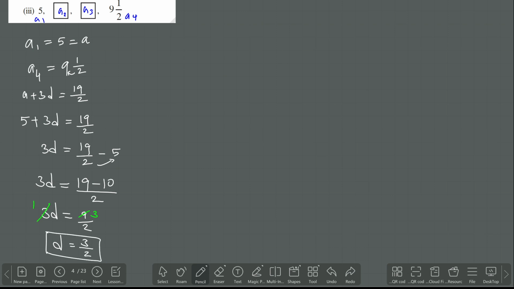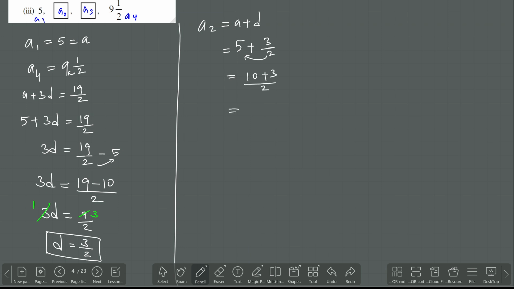Now I have A and D. Then we can find whatever we need. Am I right? What do we need? A2. A2 is equal to A plus D. The A value 5 is given, and the D value we found is 3 by 2. When I add, take cross multiplication: 5 2s are 10 plus 3, divided by 2, equal to 13 divided by 2. That is A2, the second term, we got it.